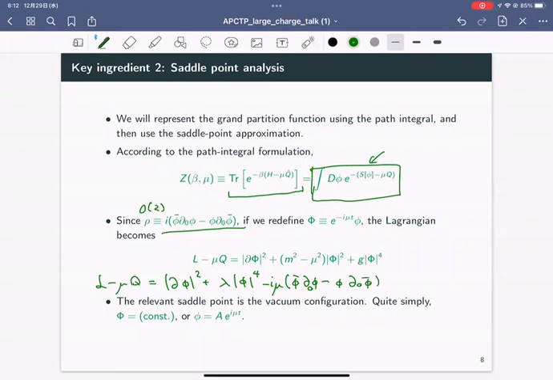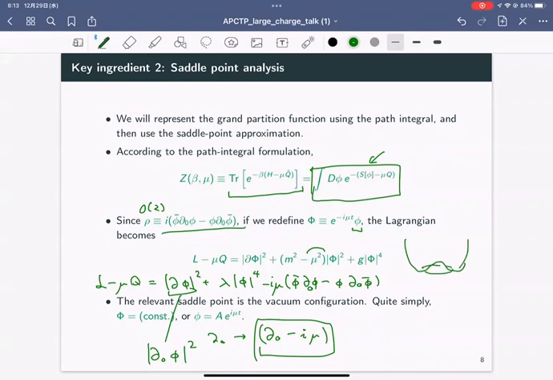And this contains a term like this. What it actually does is to modify partial zero to partial zero minus i mu. So what I mean is that if we redefine phi to be some rotating field, big phi, which is exponential of minus i mu t times phi, you can reabsorb this background gauge field in the time-like direction to introduce a mass for the phi field, a negative mass squared. So the Lagrangian looks like this, and basically this looks like a Mexican hat potential for the big phi field.